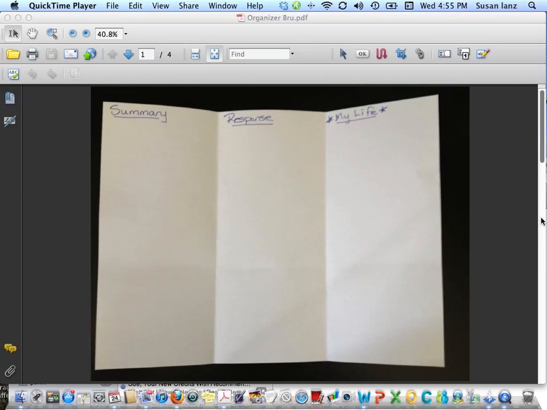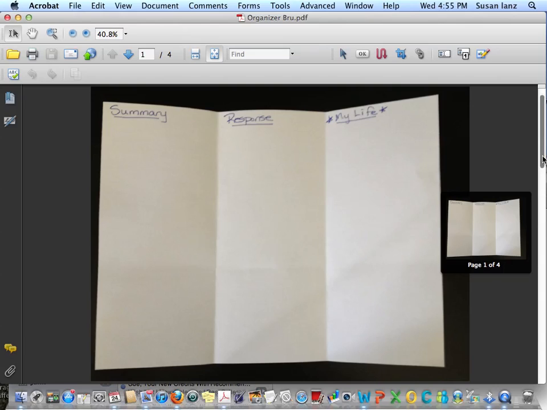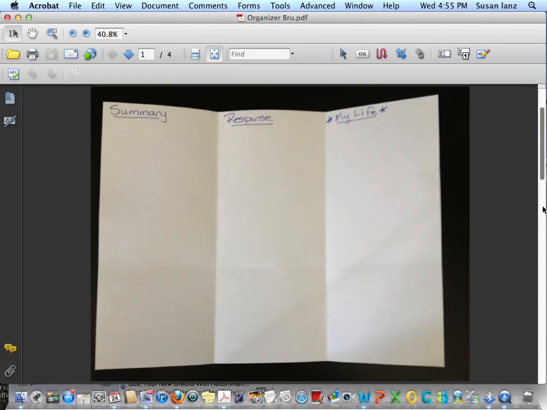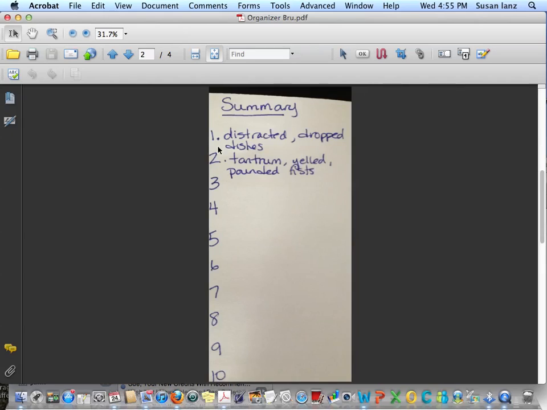The first column that you'll fill out is the summary. And on the summary, you'll want to use 3 keywords for each number. So for example, the first thing that I highlighted in Bru's bad day was that he was thinking about something else and he dropped 3 of his best dishes on the floor. So if I were to summarize that in 3 words, I would say he was distracted and he dropped dishes.